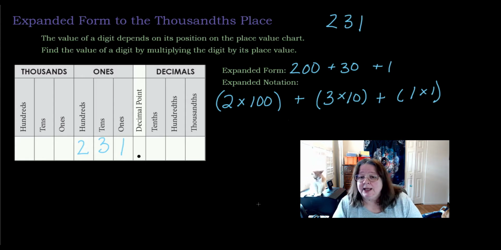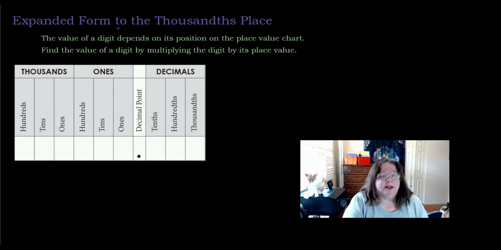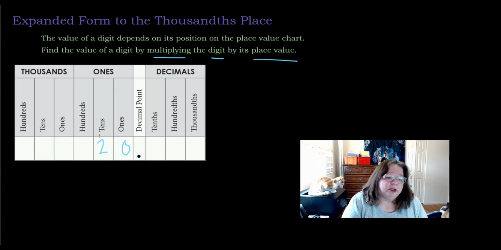We can do that with decimals as well. If we're going to be writing out expanded form to the thousandths place, here are 2 things to remember. The value of a digit depends on its position on the place value chart. If you have a 2 in the tens, the value of the 2 is 20. And we find the value of a digit by multiplying the digit by its place value. So here the digit is 2. We multiply it by its place value. We have just written 20 in expanded notation.